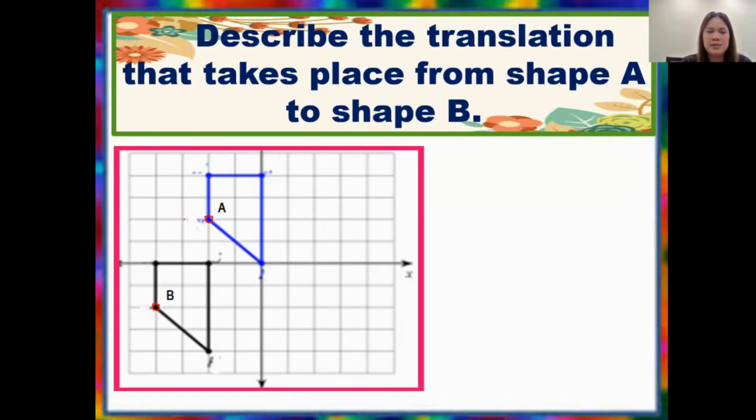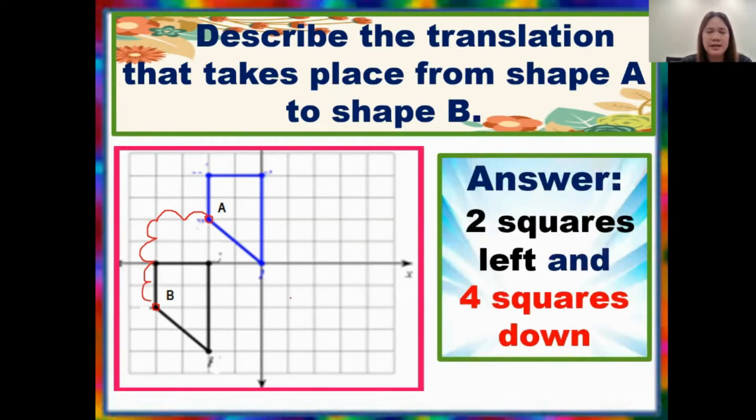Now, how many steps to the left from this point to this point? So you're going to have 1, 2 steps to the left, and then how many steps down? 1, 2, 3, 4. So that means to say, we can say that shape A is moved 2 steps left or 2 squares left and 4 squares down.